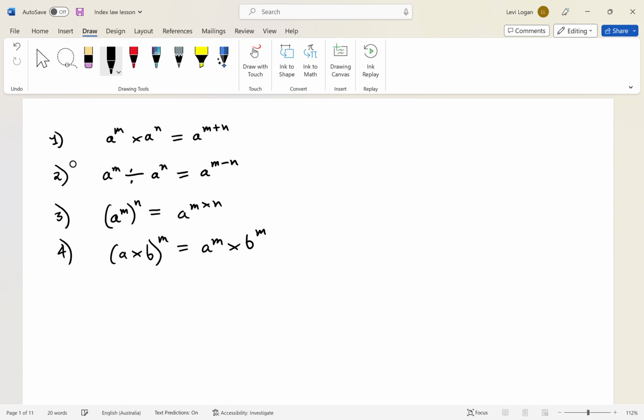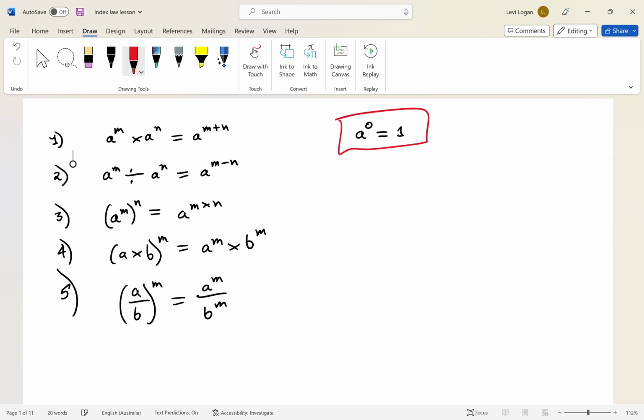The fifth law, let's write that out. If you have a over b to the power of m, that's the same as a to the m divided by b to the m. So it's very similar stuff. Another important thing: any number to the power of 0 is equal to 1. That's pretty much a definition, and it's so important because it appears everywhere in math. It appears in calculus, algebra, logs, you name it, this thing will pop up.